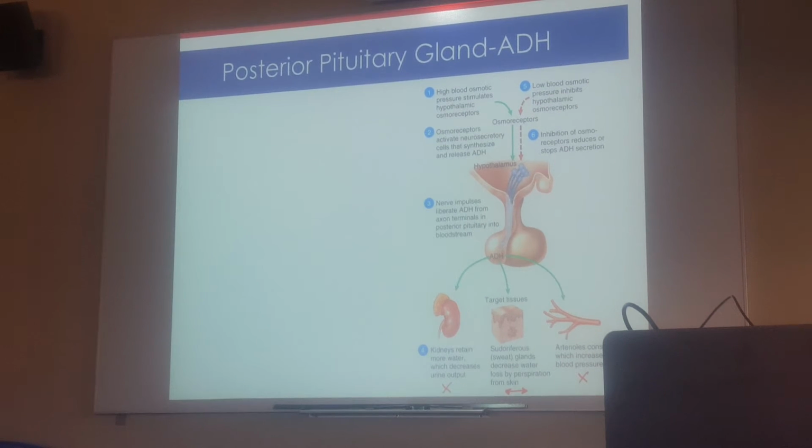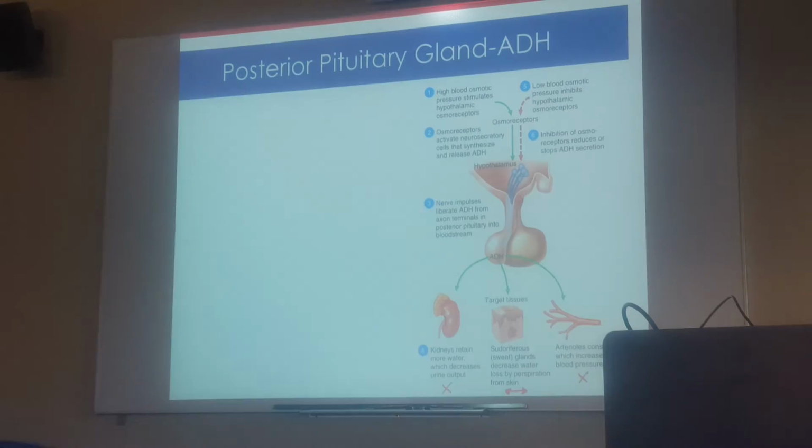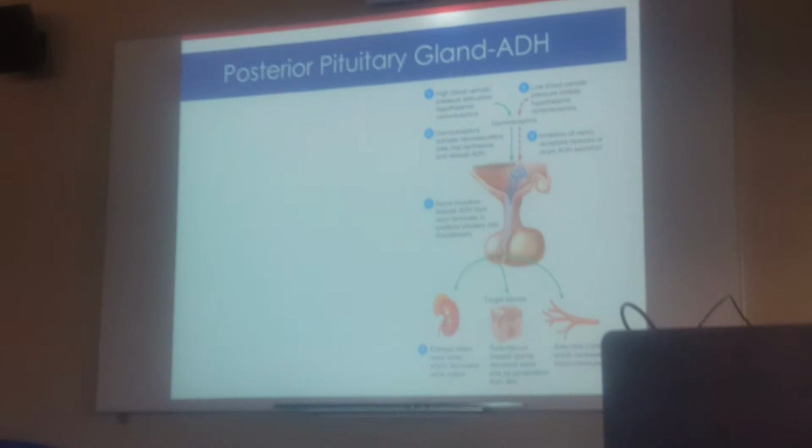Obviously, this is a negative feedback. Low blood osmotic pressure inhibits hypothalamic osmoreceptors, inhibition of ADH, so everything would then stop at that point. Your traditional negative feedback loop. Questions on that? It's all about the osmoreceptors in the hypothalamus, sensing it as blood circulates through the hypothalamus. Hypothalamus is pretty important for everything.